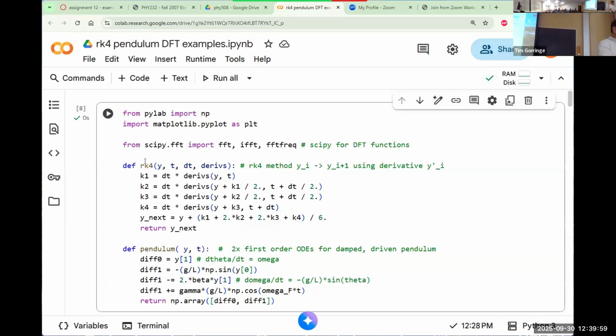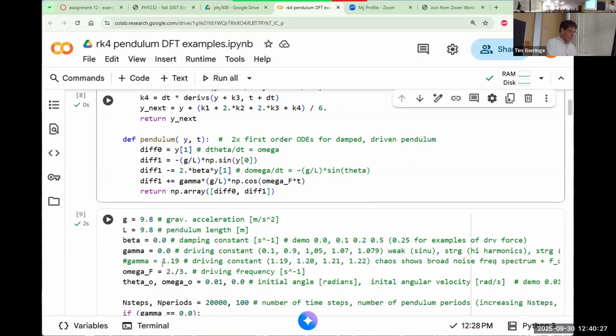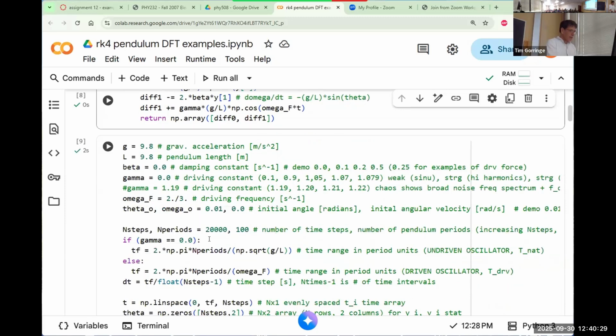I'm using RK4, so it's an approximate solution at fourth order in the Taylor expansion. My ordinary differential equation is representing the damp-driven pendulum with the restoring force, with the damping force, with a sinusoidal driving force. Okay.